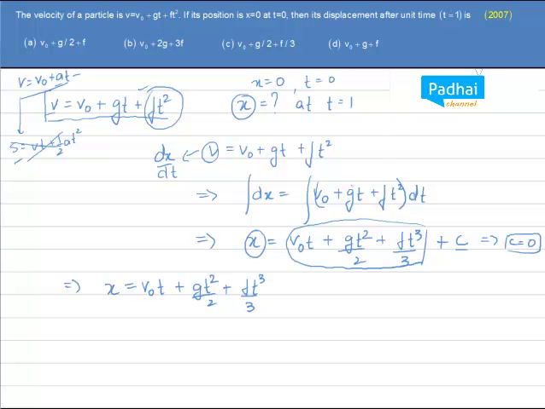Now I'll put t equal to 1 over here in this equation. So it will be v naught plus g by 2 plus f by 3, right? So this is the displacement at t equal to 1. So that means option C is correct.